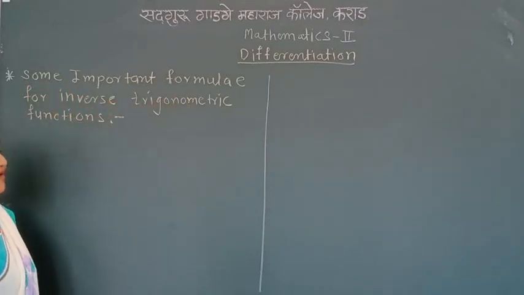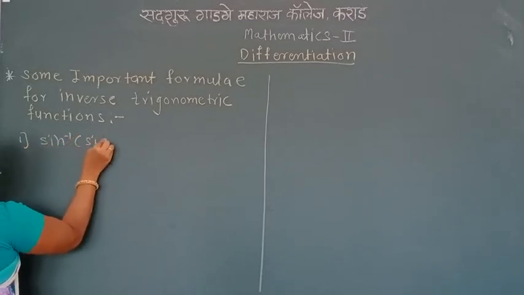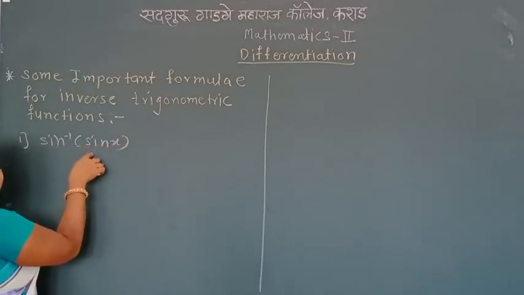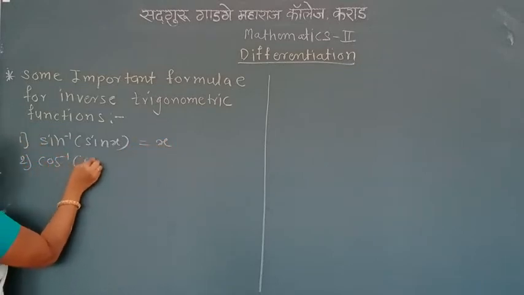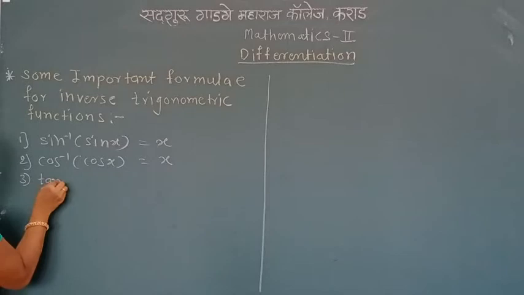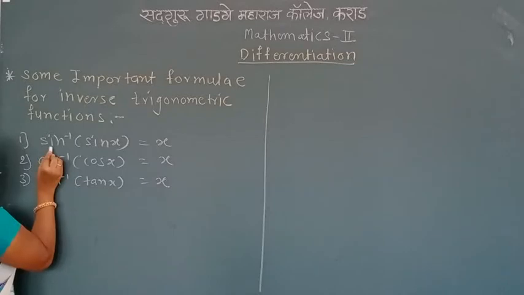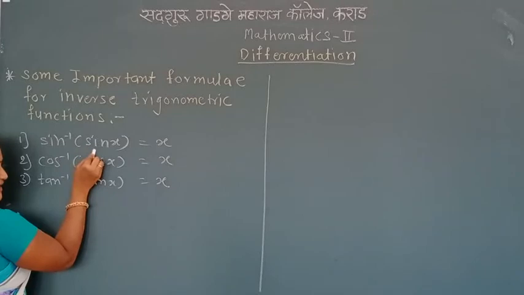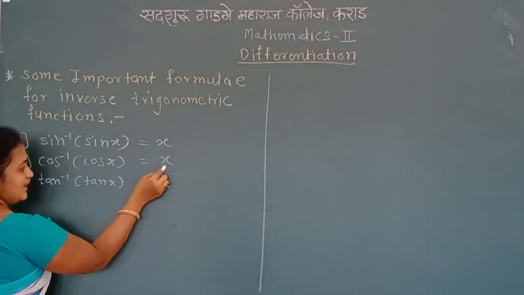So, let's start. My first formula is sine inverse of sine x. This is the identity formula. So, sine inverse of sine x is equal to x. Similarly, cos inverse of cos x is equal to x. Third, tan inverse of tan x is equal to x. Whenever we have the same trigonometric function, here sine inverse and here sine, we can write only the angle. Similarly, cos inverse and cos, we can write only the angle.